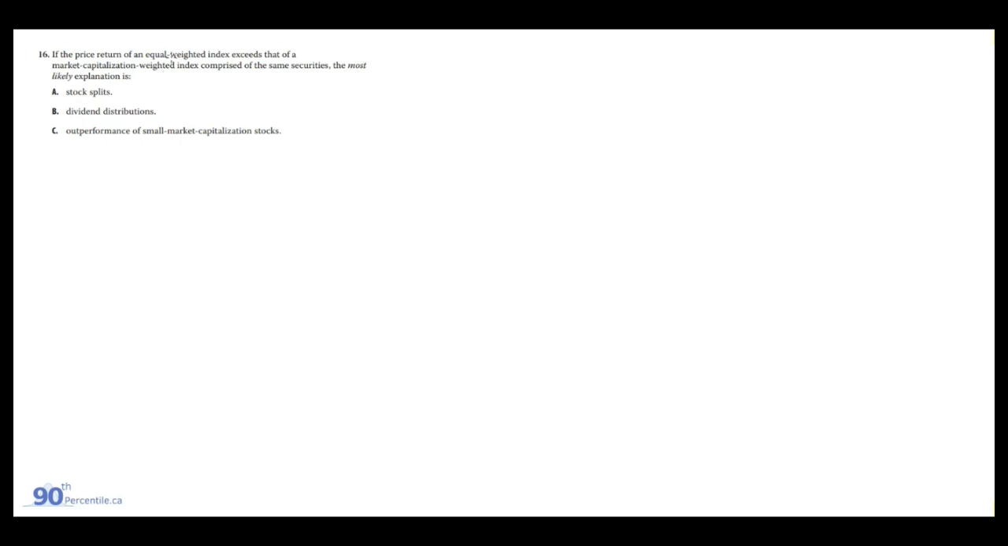If the price return of an equal weighted index exceeds that of a market cap weighted index comprised of the same securities, the most likely explanation is stock splits, dividend distributions, or outperformance of small market cap stocks. So an equal weighted index, really simply, if you have two stocks, one trades at 50, one trades at 100, then the index price is going to be the average of the two, so 75. But so this is equal weighted, right?